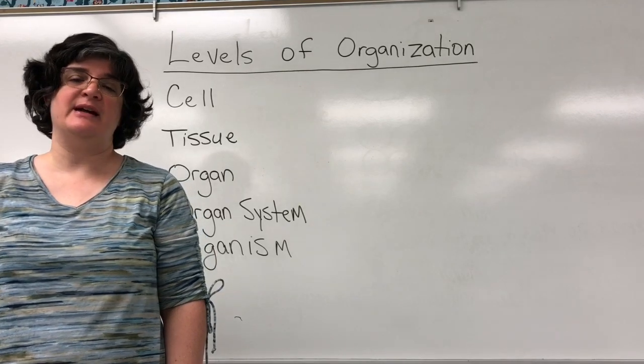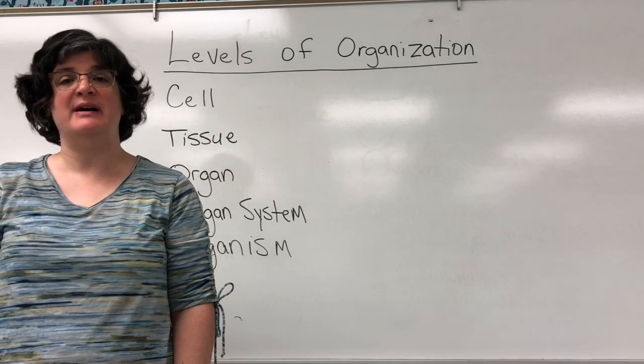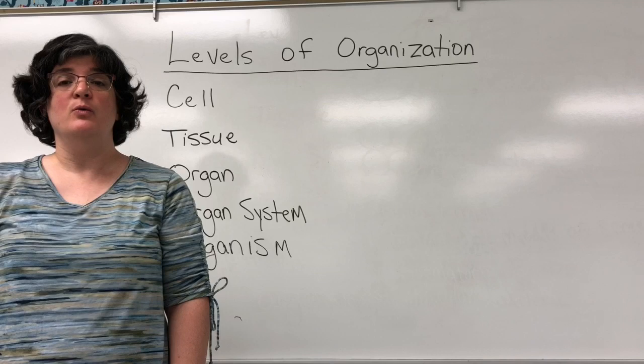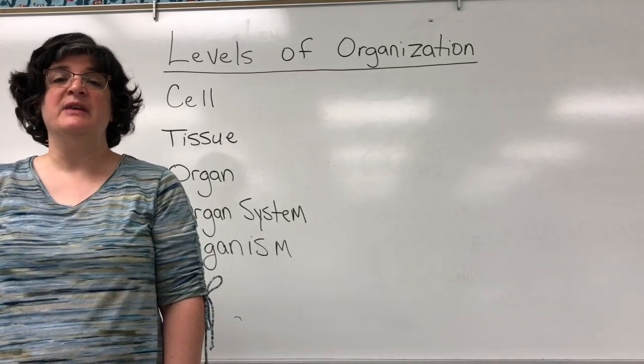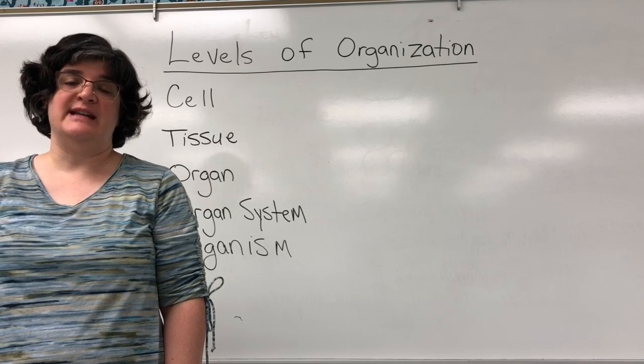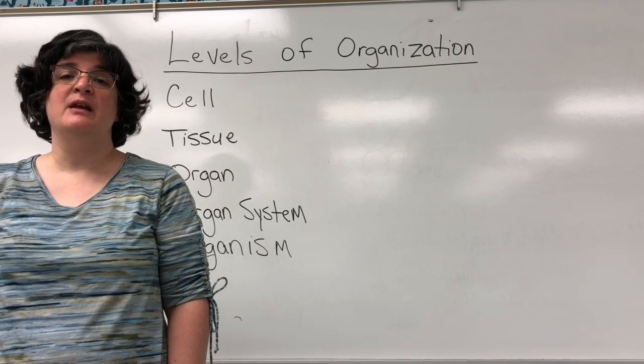Today I'm going to teach you about levels of organization. This lesson links back to your lesson from yesterday when you learned about the characteristics of life. One of the characteristics of life that you learned about was that life is organized, and the basic unit of that organization is called the cell.